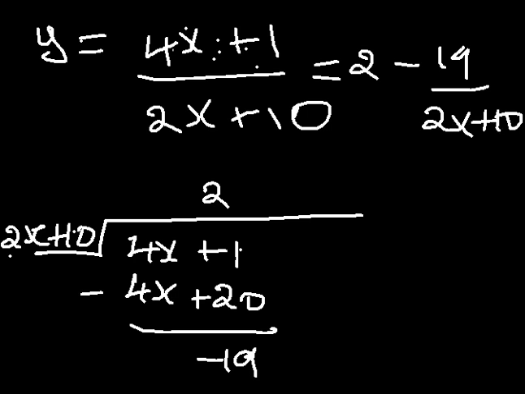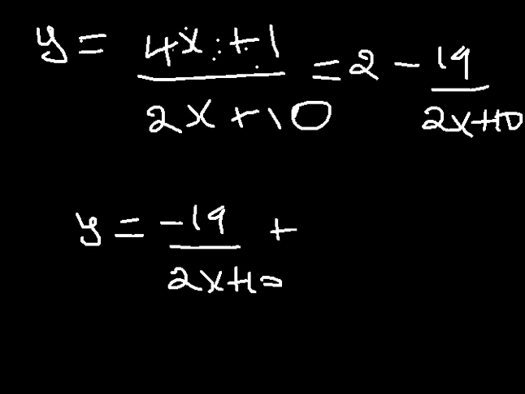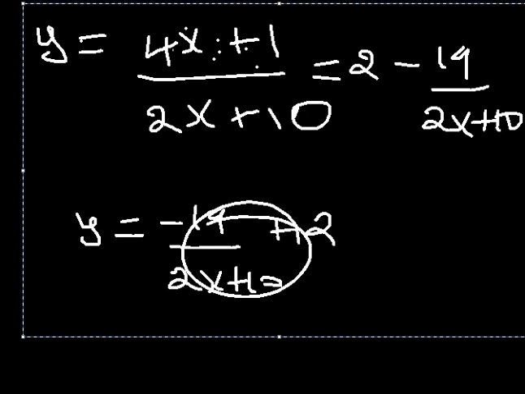Now you can come up with a graph of this function, which is the same as the way we discussed before. Of course, in this case, it is the same as having y is equal to negative 19 over 2x plus 10, plus 2. That is the same as that. Now you can come up with a graph of that function and determine the asymptotes and also the intercepts.